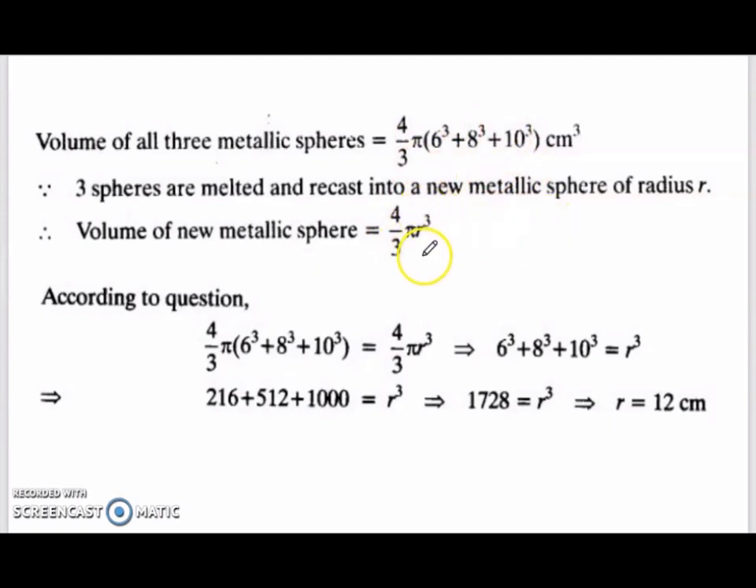Now this is the volume of the new sphere. So if you take the radius of the new sphere as r, you can equate 4 by 3 pi r cube to this one. Now 4 by 3 pi is common on both the sides, so this can be cancelled out. So r cube will be 6 cube plus 8 cube plus 10 cube. When you evaluate this, you will get it as 1728, and then you have to find the cube root of this. Cube root of this will give you 12 centimeter as the radius. So the new sphere that is formed will have radius 12 centimeter.